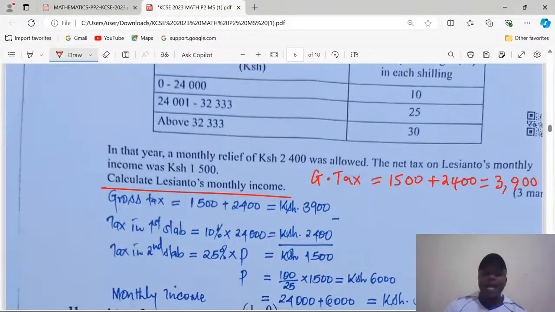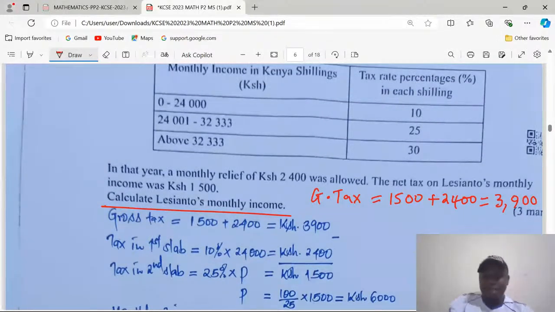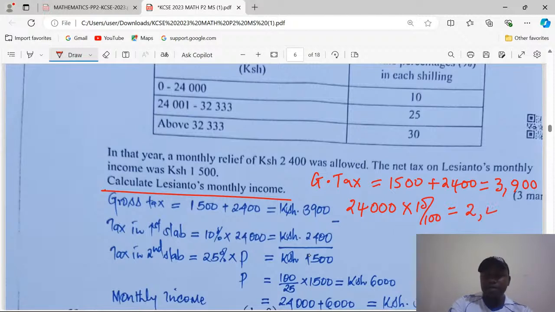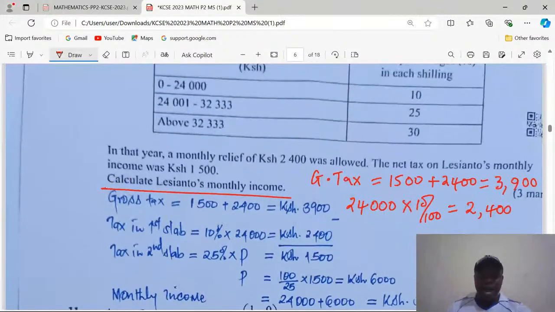So we are going to tax a certain unknown amount until the tax adds up to 3,900. We start. In the first bracket, we have 24,000 being taxed at the rate of 10%. And this will give us exactly 2,400 Kenya shillings.